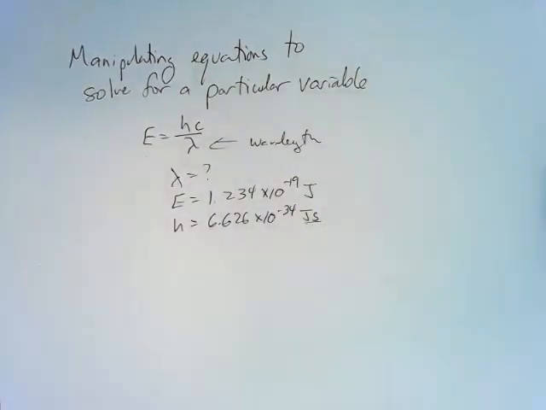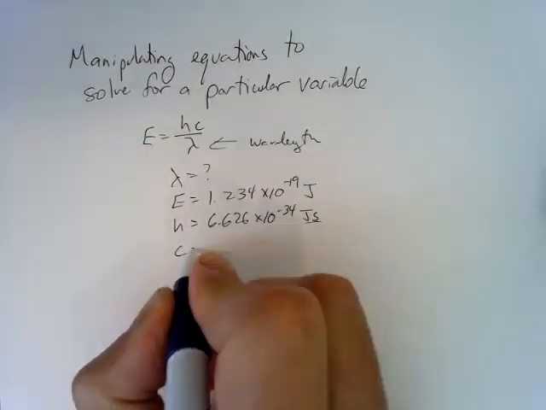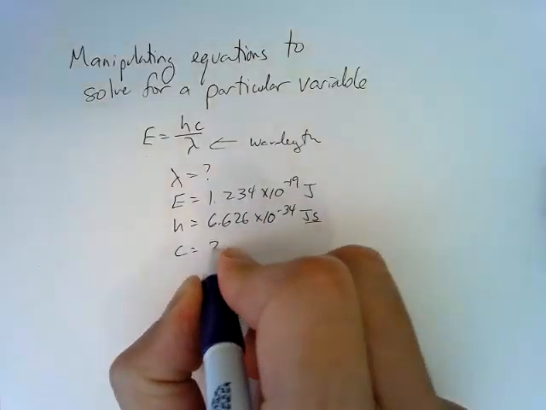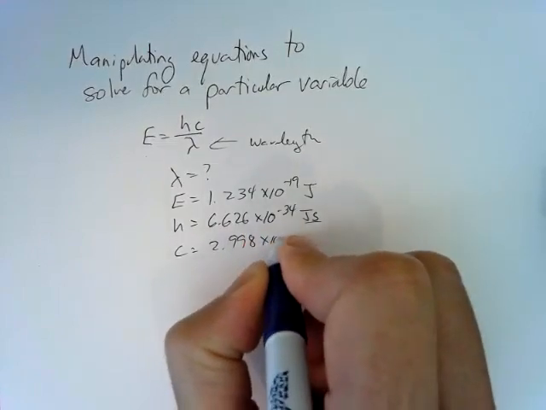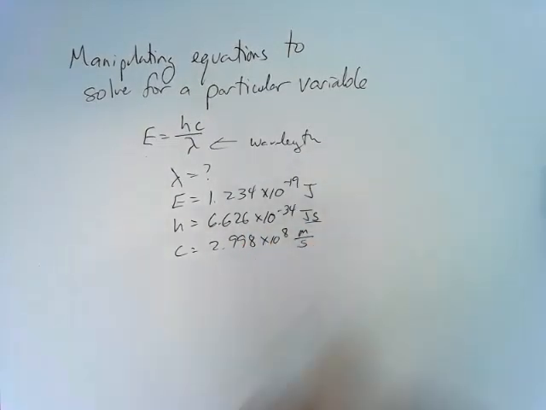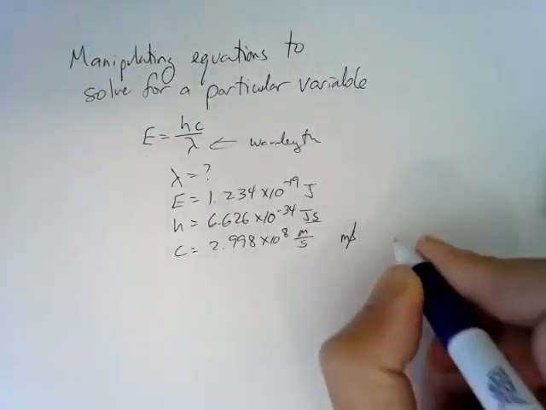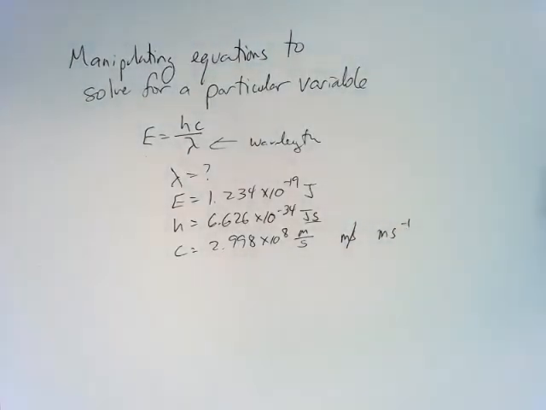So remember we have those units on that particular number, and c is 2.998 times 10 to the 8 meters per second, or sometimes you'll see this written as m/s, or sometimes you'll even see it written as meters seconds to the minus 1. All three mean the same thing.